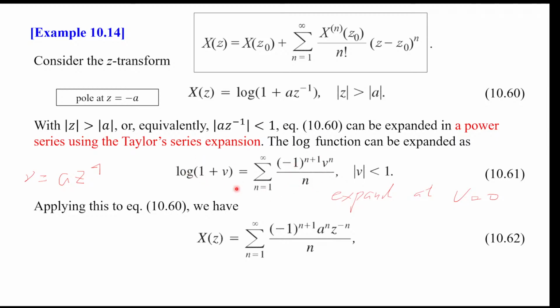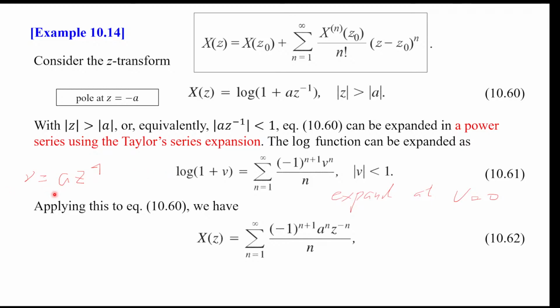So by calculus, you can get this expansion formula of log of 1 plus v. Expanding at v equal to 0, we get this Taylor series of minus 1 to the n plus 1, v to the n over n. And this expansion will work for v less than 1, and that is consistent with our az minus 1 being less than 1.